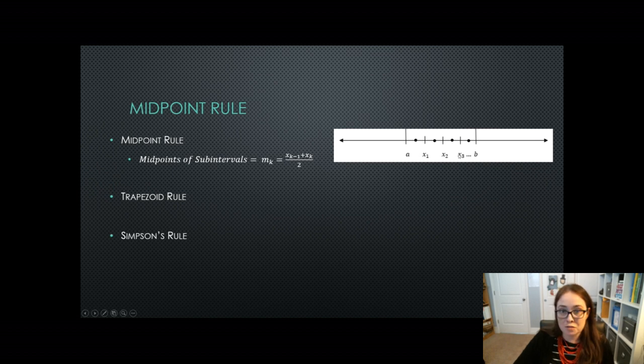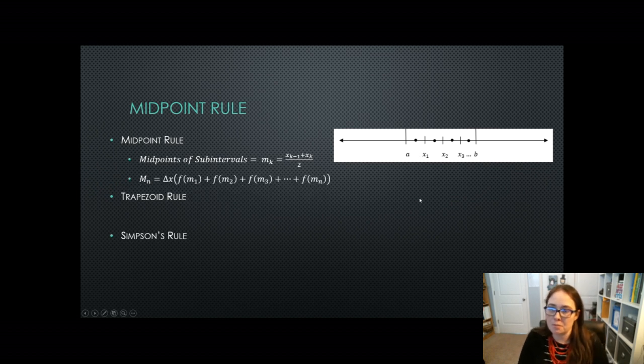And once I find each of those midpoints, I'm going to plug them into this formula. So I take the delta x and multiply that by the sum of each of my midpoints plugged into the function f, which is the function inside the integral that you're trying to approximate. So there's a lot of calculator work here. You want to be really careful typing these into your calculator, but that is the idea behind it. You find these midpoints, plug each one into the function, add them up, and multiply by delta x, and that will give you an approximation of that area under that curve.